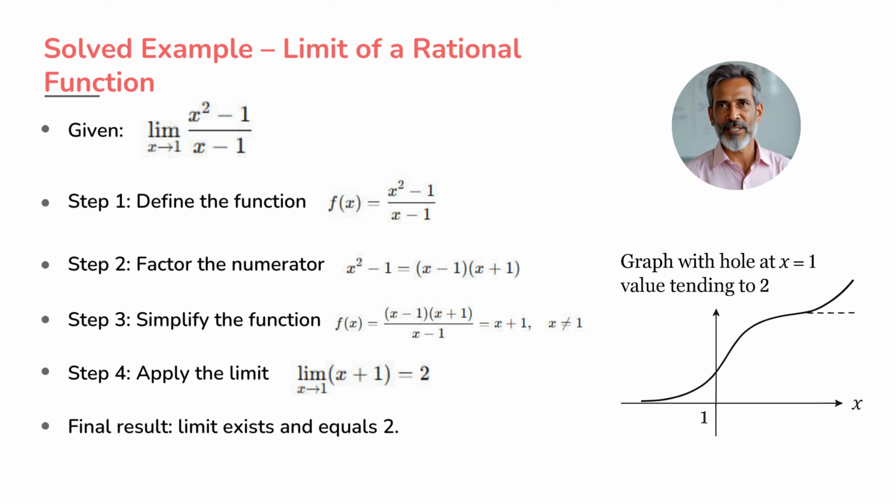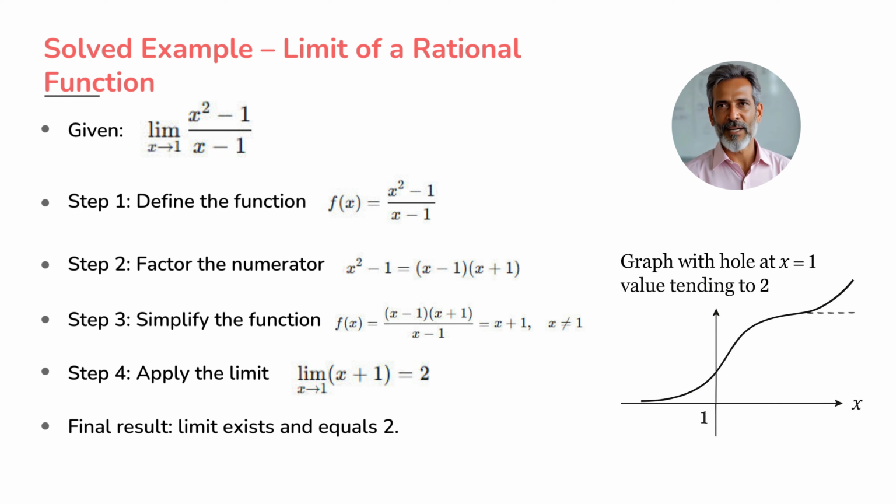Given the function f of x equals x squared minus 1 divided by x minus 1, find the limit as x approaches 1. First, write the function. f of x is x squared minus 1 divided by x minus 1. Notice x squared minus 1 factors into x minus 1 times x plus 1. So, f of x can be rewritten as x minus 1 times x plus 1 divided by x minus 1, where x is not equal to 1. We cancel the common x minus 1 terms, reducing the function to x plus 1.